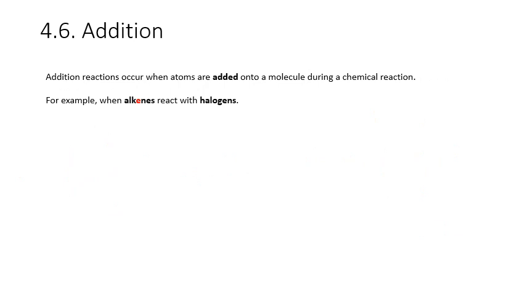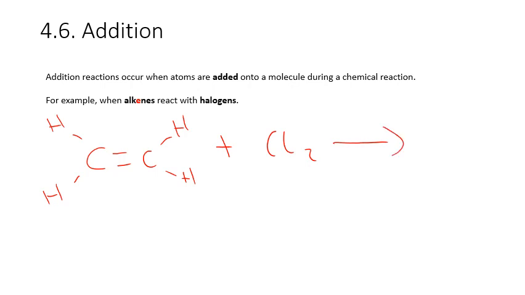Unsurprisingly, addition reactions occur when atoms are added to molecules during a chemical reaction. So we'll do an example. These tend to occur when alkenes react with halogens. So let's do ethene, so 2 carbons double bonded and both bonding to 2 hydrogens each. And react that with chlorine, for example, and what we get is an addition reaction which forms something that looks like this. The double bond breaks and you add on both of those chlorines onto the molecule.